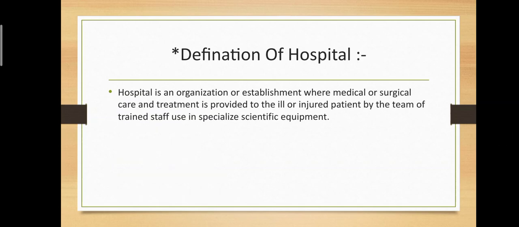What is the definition of hospital? It is as follows: a hospital is an organization or establishment where medical or surgical care and treatment is provided to ill or injured patients by a team of trained staff using specialized scientific equipment. This is the simple definition of hospital.